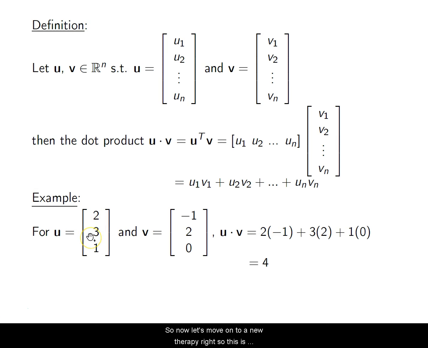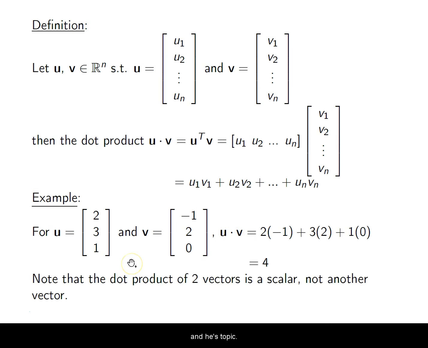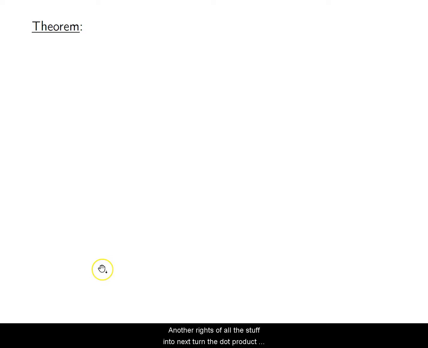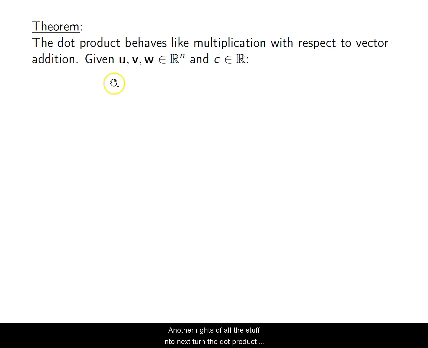Okay. So now let's move on to a new theorem. So this is pretty easy to do. We're going to do this all the time, by the way. So now we're going to extend this idea in these topics. So again, note that the dot product of two vectors is a scalar and not another vector. Right, so let's jump into the next theorem. The dot product behaves like multiplication with respect to vector addition. So what do I mean by that? I mean that the properties of dot products are similar to the properties of multiplication over addition.